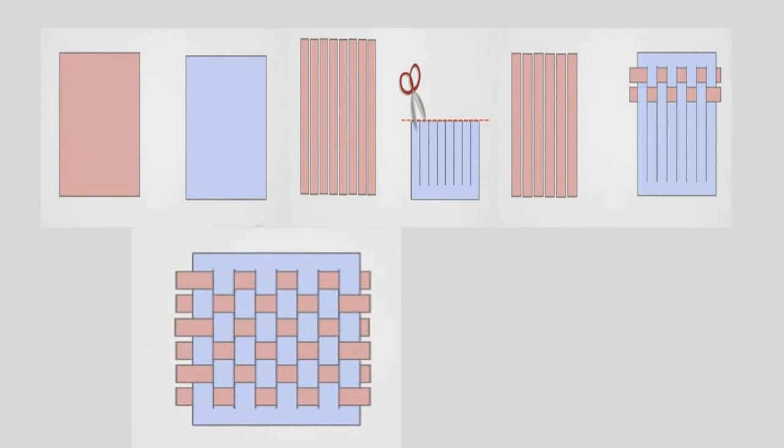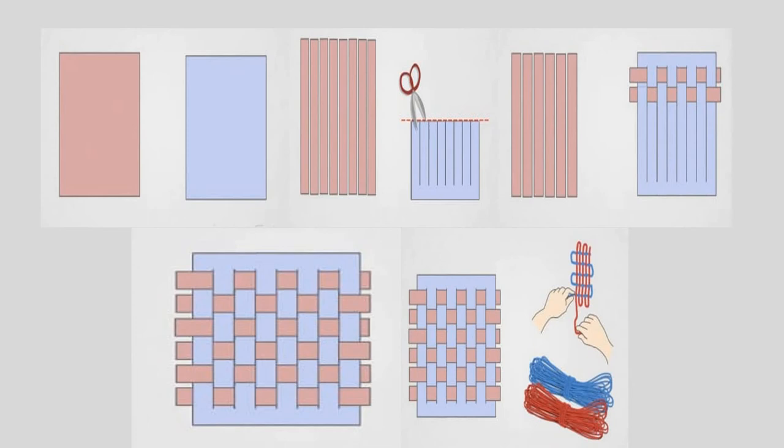Now take a stripe of red paper and put it inside the paper such that it is under the blue stripe and over the next. Now take the second red stripe and weave it such that it is under the first blue stripe and over the next. Repeat this process a few times. Now you should see this pattern. You can weave yarn in the same way.